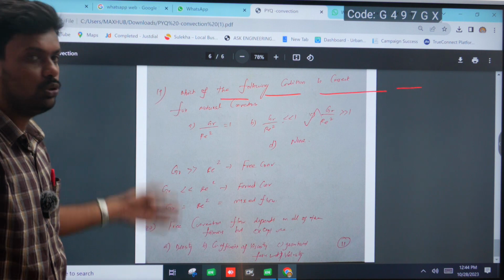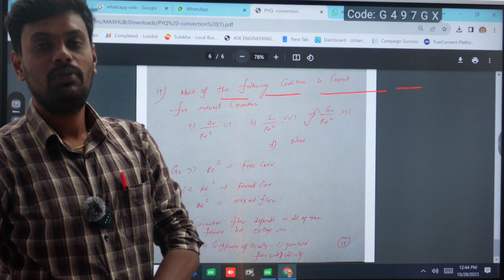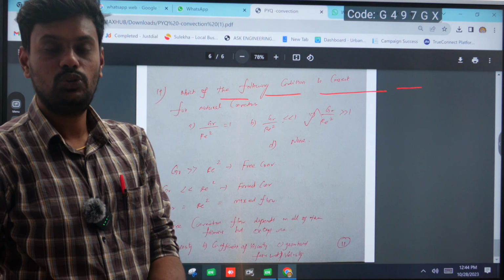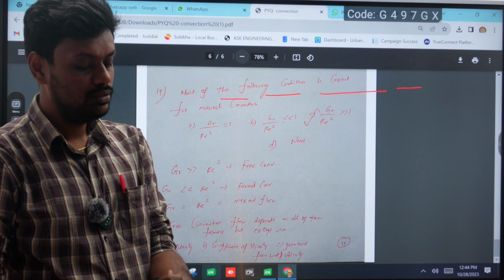So these are some 20 questions we have seen in convection. In previous years, many state exams also asked this type of question.